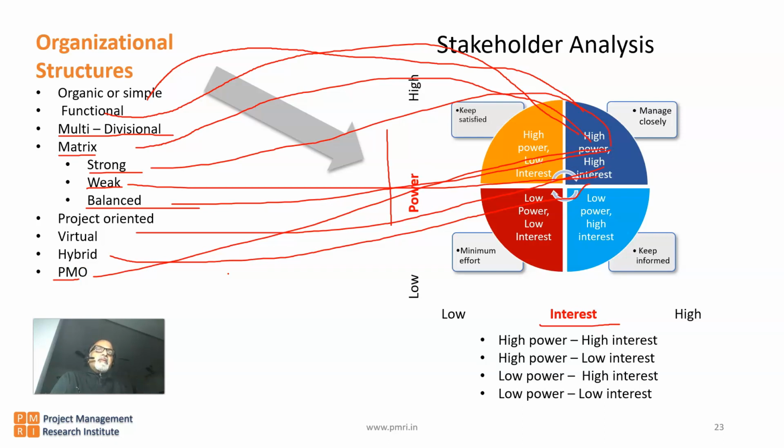So knowing the stakeholders is one thing, and before categorizing the stakeholders into high power, high interest, high power, low interest, low power, high interest, and low power, low interest, before that, if we can understand the organization structures of the stakeholders, most probably our classification of the stakeholders into these 4 quadrants or segments can be more accurate.